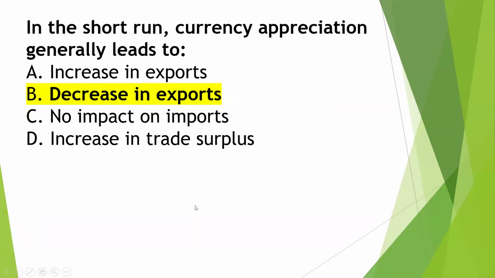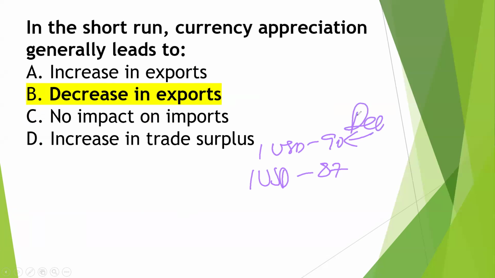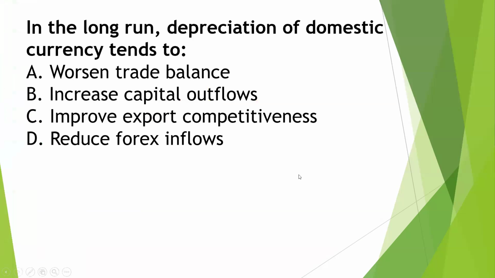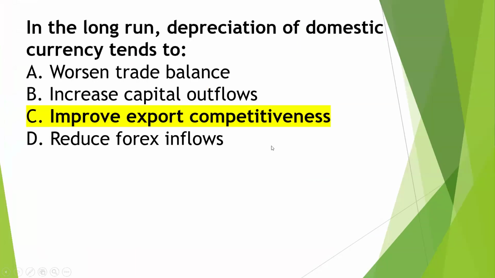Okay. And previous question was currency appreciation. Okay, sorry, here I was giving the wrong example. Appreciation means $1 is equal to, it will be like $1 is 87. And if $1 is 90, so 90 it is going, that is a depreciation. Okay, it's a depreciation. I hope you understood this.